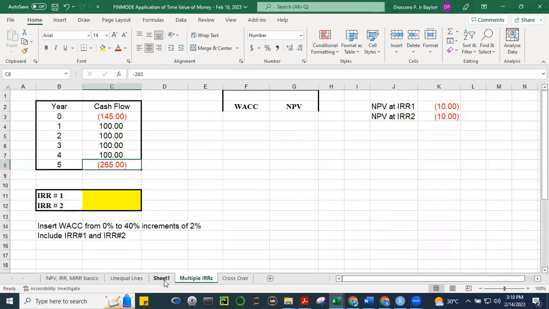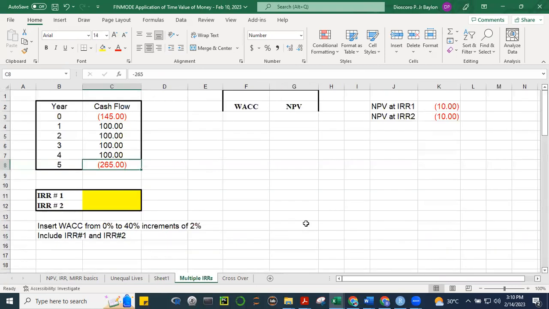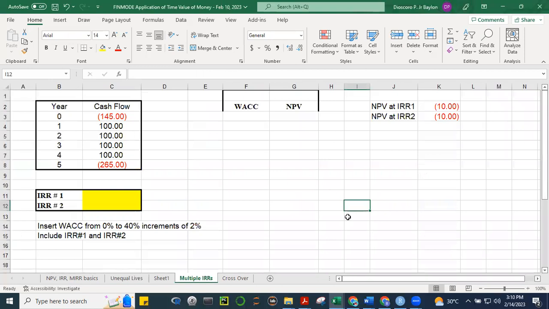Okay, let's go to multiple IRRs. Here, multiple IRRs. So we have this project, and this project has an initial cash outflow of 145. But take note that after the initial cash flow, there's another cash flow, either intermediate or at the end.